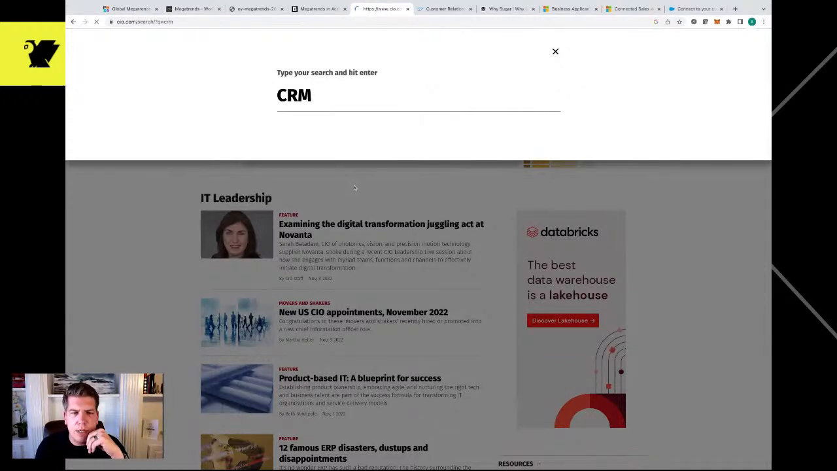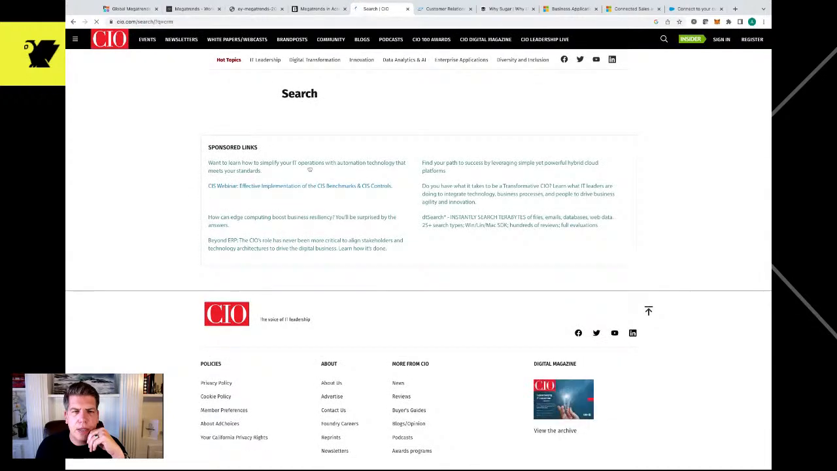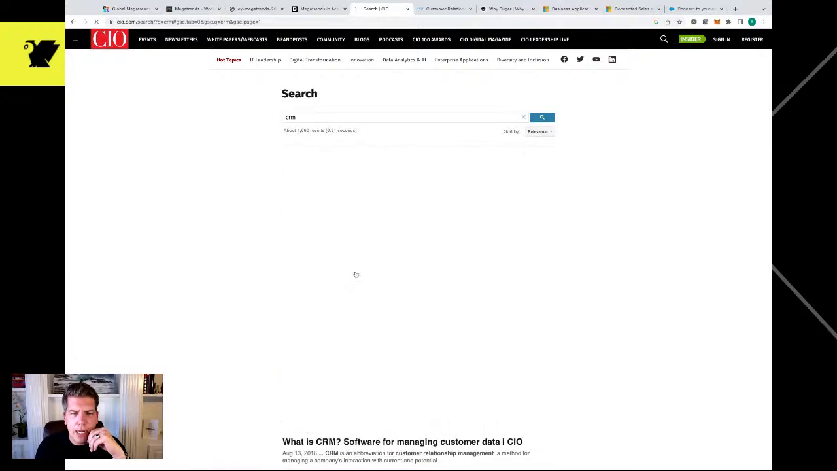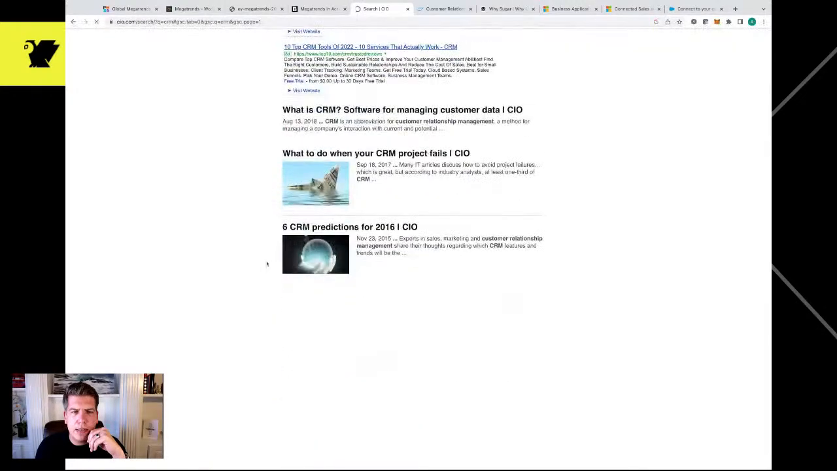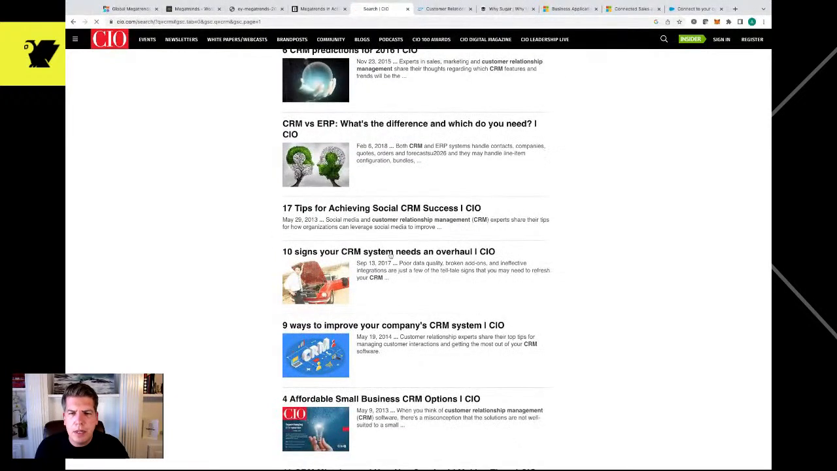And let's see if it'll open up quickly here. Here we go. Effective implementations, six CRM predictions for 2016. Obviously, this is in the past, because CRM is past the hype cycle in many ways. But my only point here is tips for achieving CRM, 10 signs CRM needs an overhaul. We go here: poor data quality, broken add-ons.